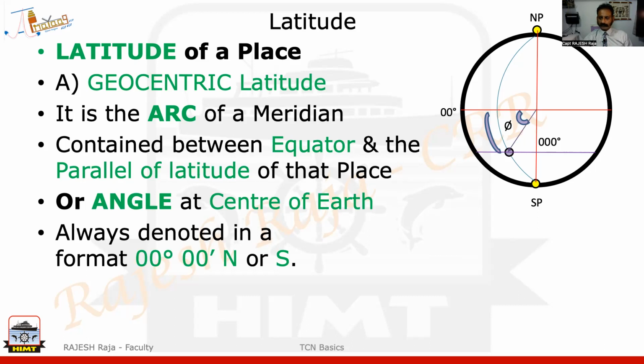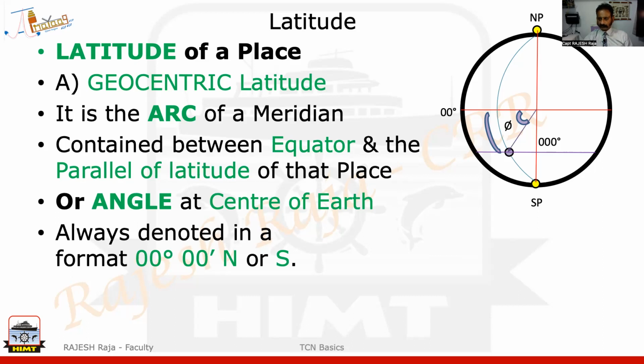This time it is denoted as double digit for degrees and then double digit for minutes, and minutes can have decimals also. So again, here also it is an arc or an angle, but this time the arc is on the meridian of that place, and the angle is between the plane of the equator and the line joining the center of the earth to that particular spot. That spot means it is joining the parallel of latitude also. As I said, I got two definitions of latitude.